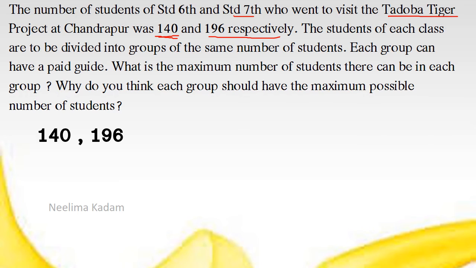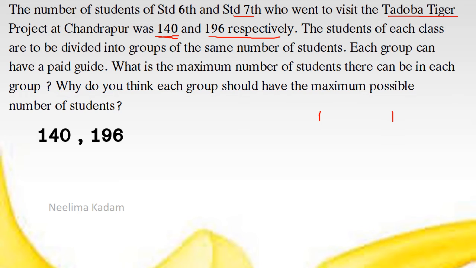And why do you think each group should have the maximum possible number of students? Okay. Now, see here. What is the maximum number of students there can be in each group? So, what you have to do? Yes, you have to find out the HCF. Now, dear students, factors of 140 and 196 we have to find out. So, here the number is 140. So, what you have to do?